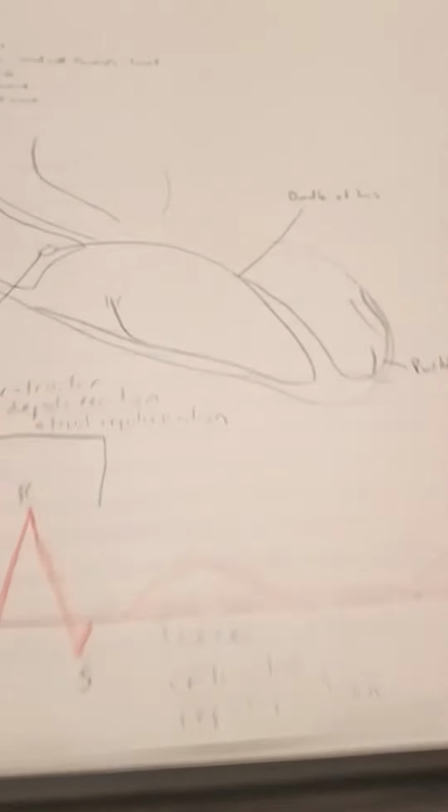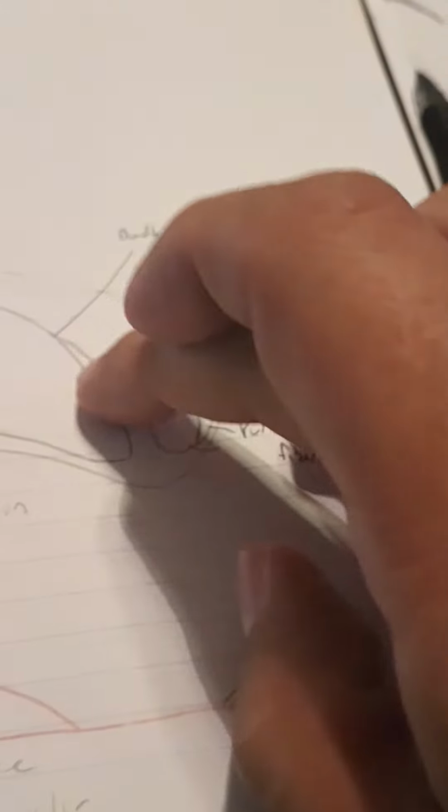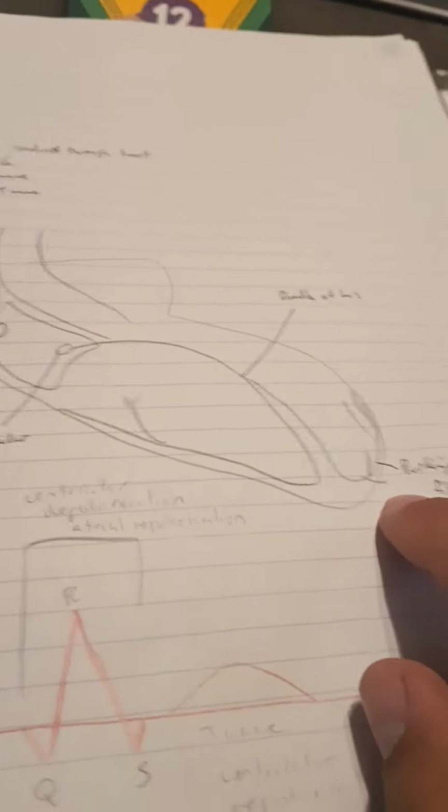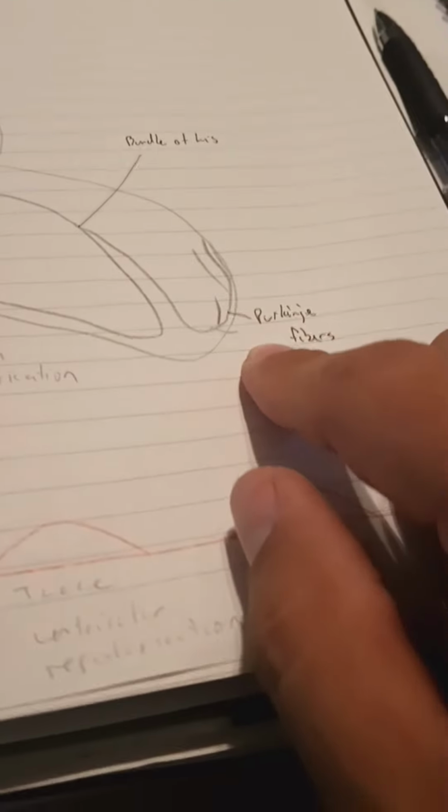And back behind the AV node, the fibers that leave are referred to as the bundle of His, and that's going to branch off to the left and to the right into fibers that kind of follow along the back side of the wall of the heart, and those are going to branch off into Purkinje fibers.